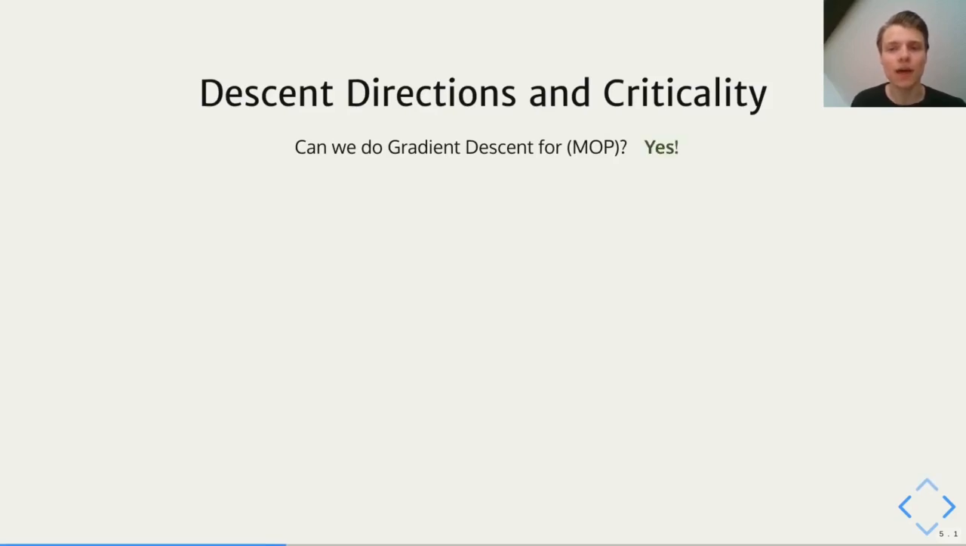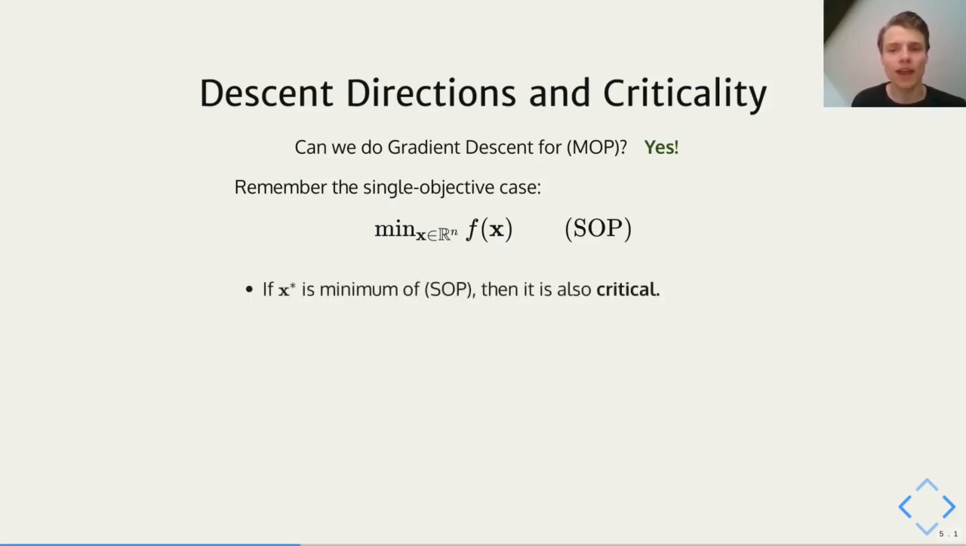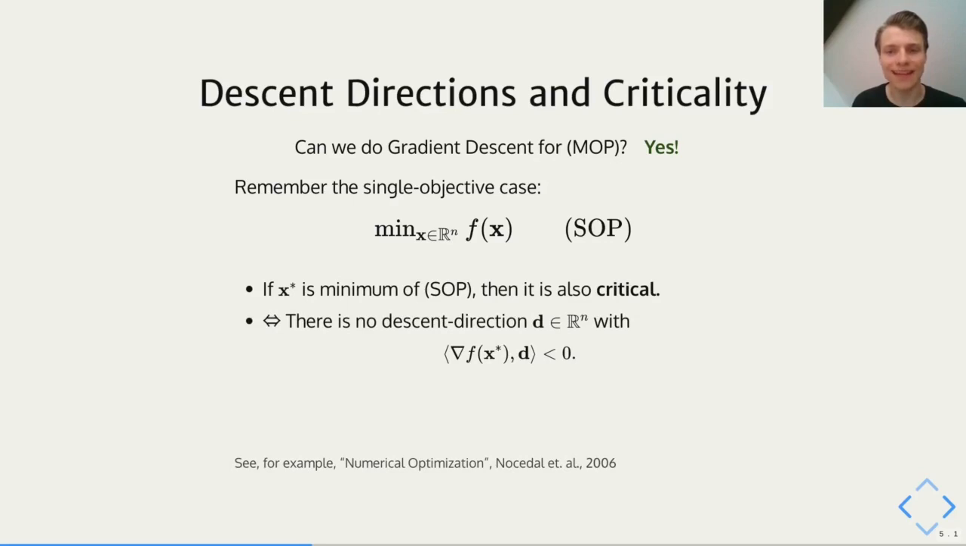To see how, we remember the single objective case, SOP, and we remember one basic necessary condition for a local minimum. We know that if X star is a local minimum of SOP, then it is also critical. And by that we mean there is no descent direction D within Rn, where the projection of D onto the gradient at X star is negative. Else, if X was no minimum, we would have such a descent direction and could move a tiny bit along that descent direction and decrease F.